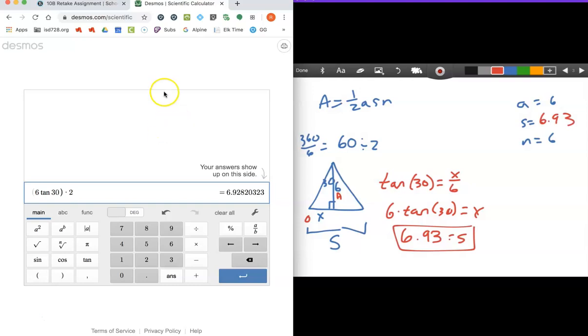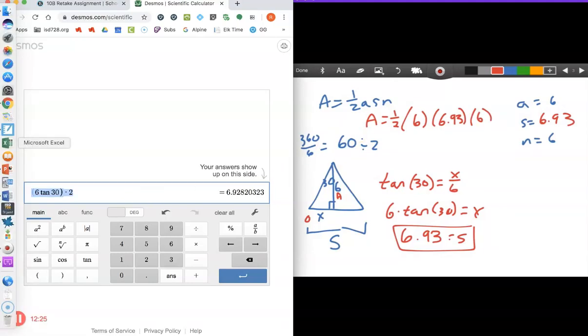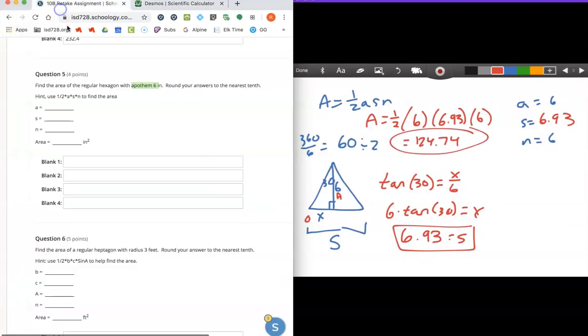We're going to plug that in here to the formula to get our answer, and then we'll go right to the calculator with it. So we have 1/2 times A, which is 6, S, which is 6.93, N, which is also 6. So 0.5 times 6 times 6.93 times 6 again. And it looks like we're at about 124.74. We're going to round that to the nearest tenth when we fill in our answer.